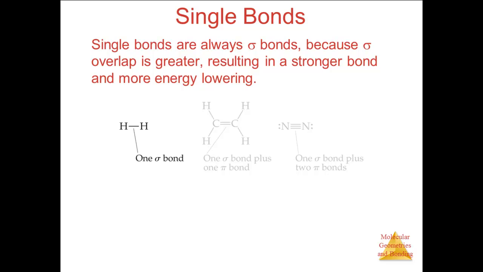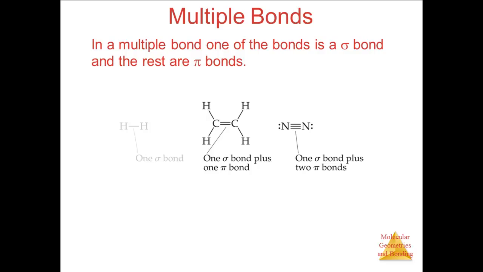Whenever we have a single bond, we have a sigma bond. Orbitals will first overlap to produce the strongest attraction. Pi bonds only appear when we have multiple bonding. The first bond of a multiple bond is a sigma bond, and all the others are pi bonds. So a double bond has one sigma bond and one pi bond, and a triple bond has one sigma bond and two pi bonds.